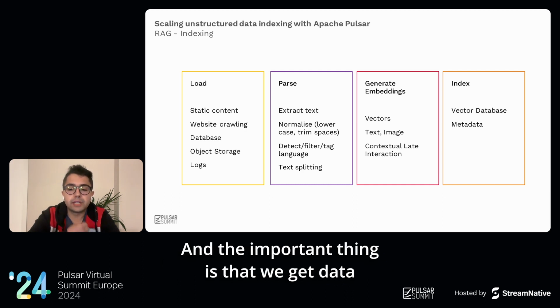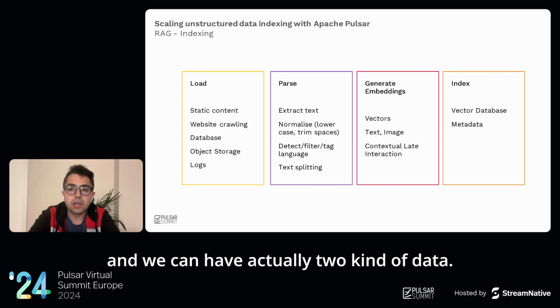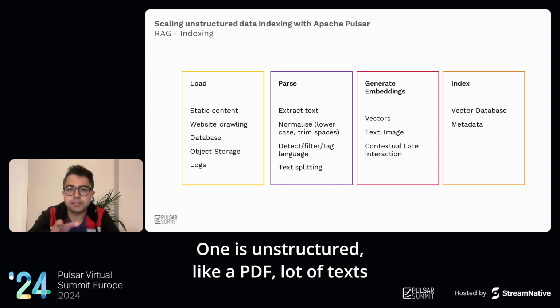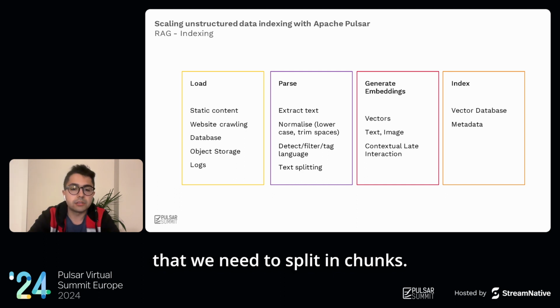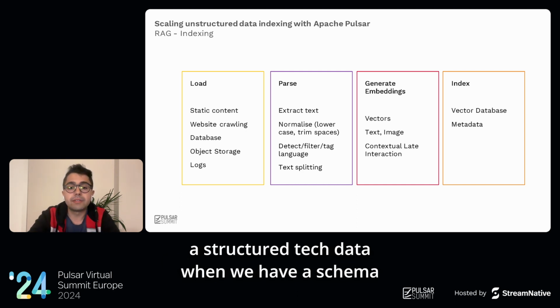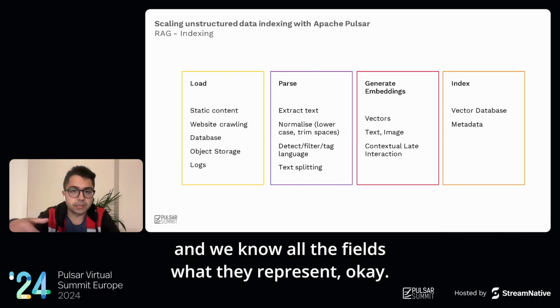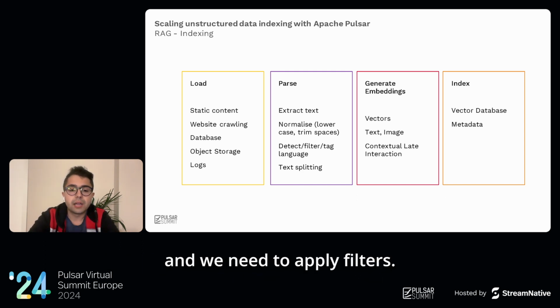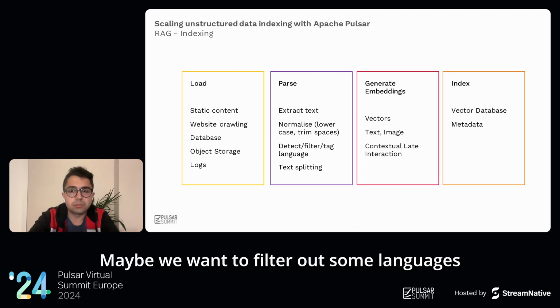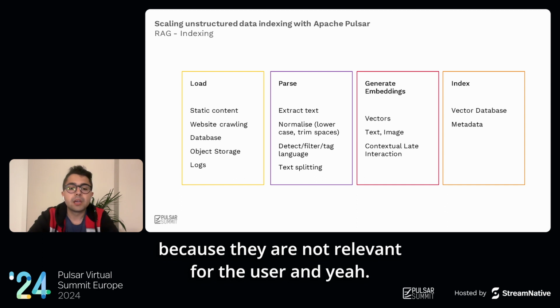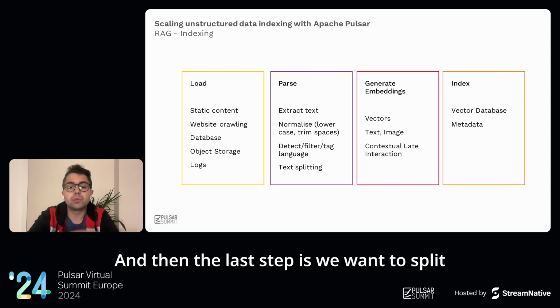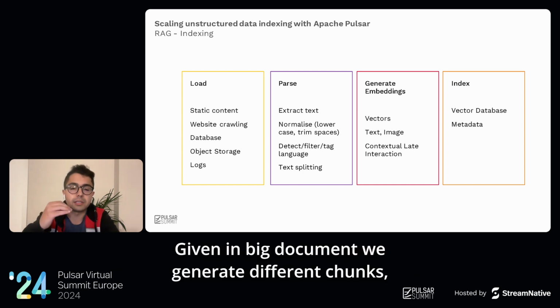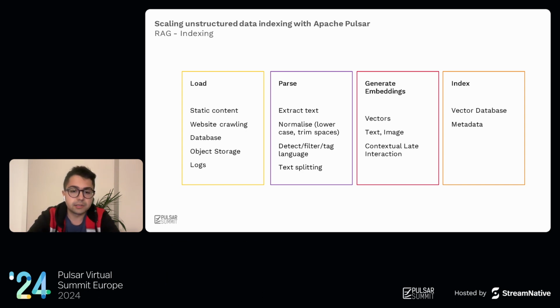And the important thing is that we get data, and we can have actually 2 kinds of data. One is unstructured, like a PDF, a lot of text that we need to split into chunks. Or we could have structured text data, where we have a schema and we know all the fields and what they represent. But anyway, we need to parse this data, extract the text, normalize it, and apply filters. Maybe we want to filter out some languages because they are not relevant for the user. And then the last step is we want to split into chunks. Given a big document, we generate several chunks, depending on the chunk size.